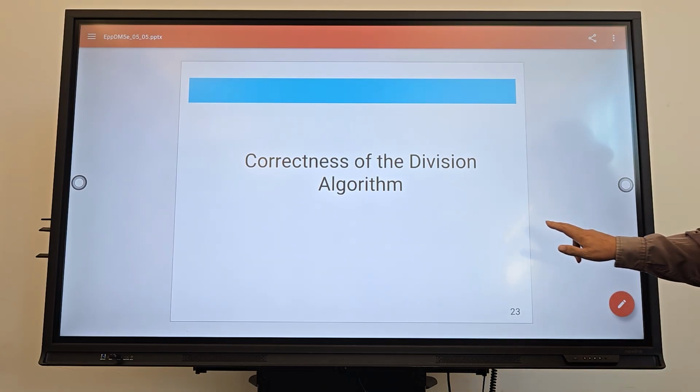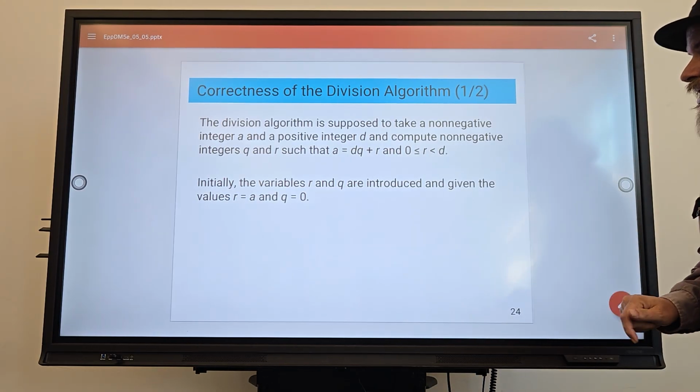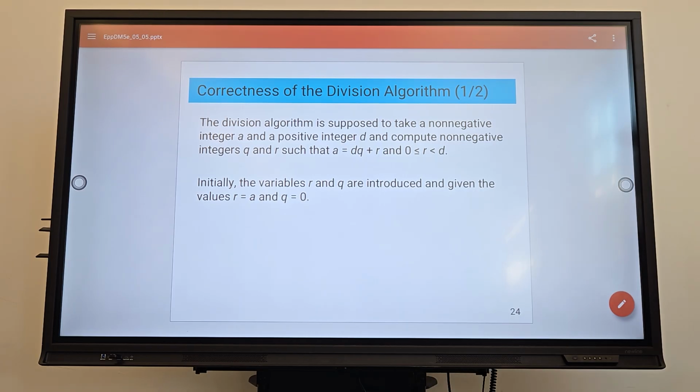Correctness of the division algorithm. The division algorithm is supposed to take a non-negative integer a and a positive integer d and compute non-negative integers q and r such that a equals d times q plus r, and r is between 0 and d. Initially, the variables r and q are introduced and given the values r equals a and q equals 0.